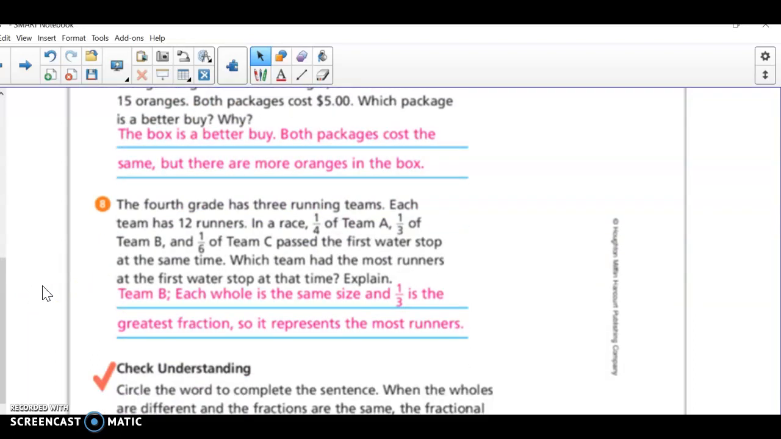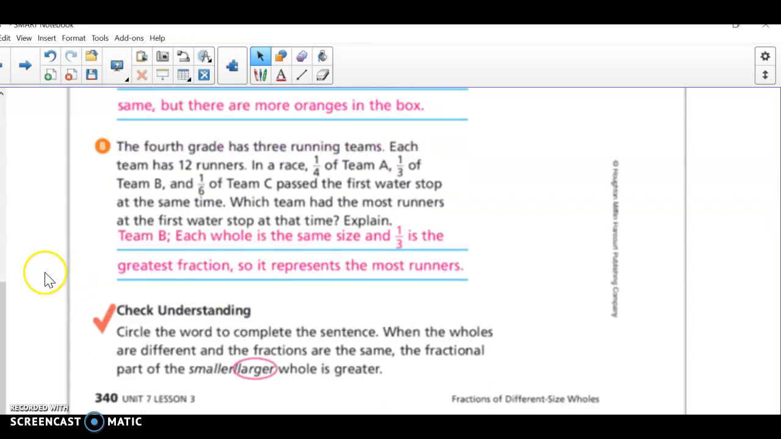And then number 8 was a little confusing. There's a couple ways you can think of it. You could go through and find 1/4 of 12, 1/3 of 12, 1/6 of 12, and try and figure out what each team had at that stop. But really, if the teams are the same size, each team is 12. Well, 1/4, 1/3, and 1/6, 1/3 is the biggest fraction. So 1/3 has to be bigger than 1/4 and 1/6 because it's not like the pizza and the sandwich problem where you have different size wholes. In this case, the whole is the same. It's 12. So 1/3 has got to be bigger than that.